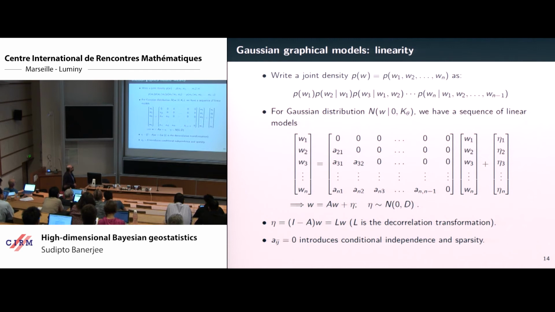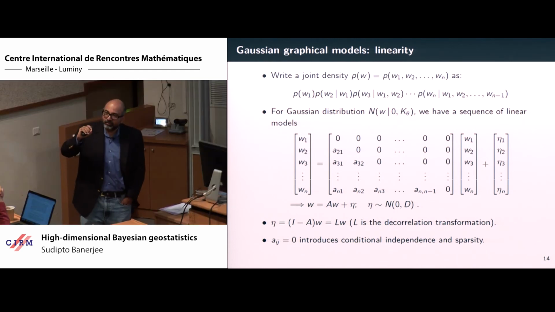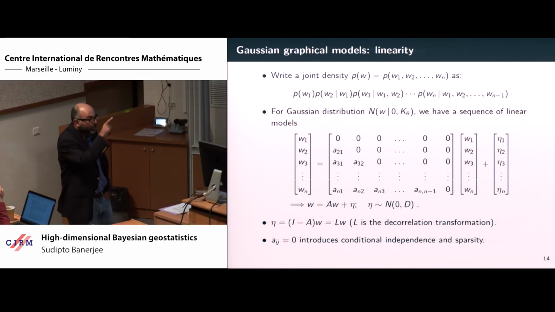So it's not something new. In fact, if you look at T.W. Anderson's classic book on multivariate analysis, he didn't quite use this terminology, but the ideas are there.